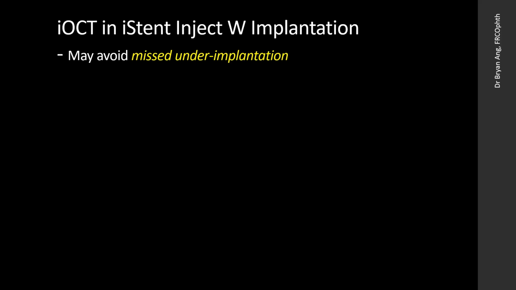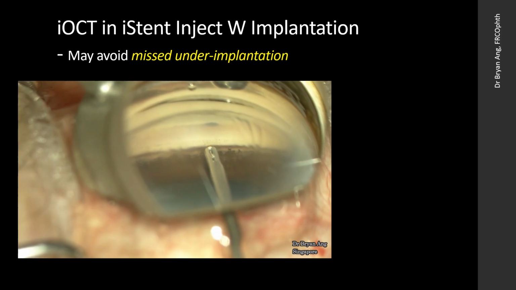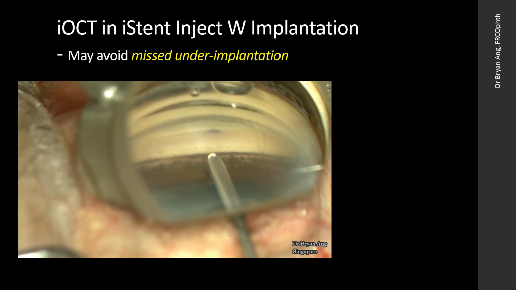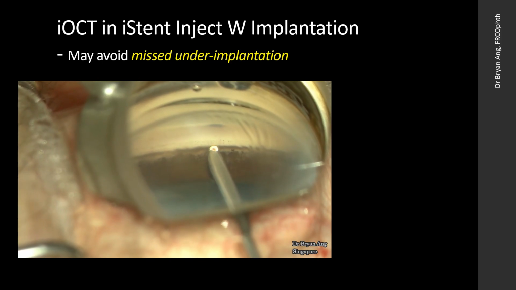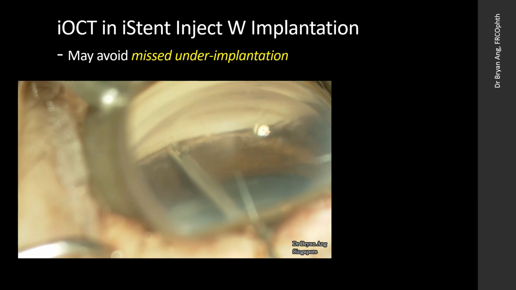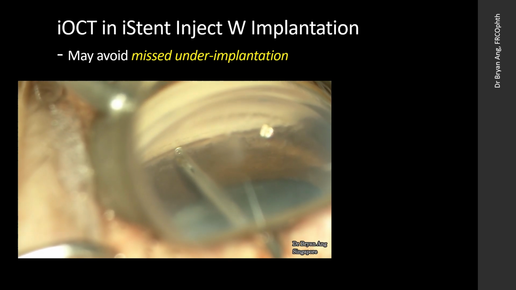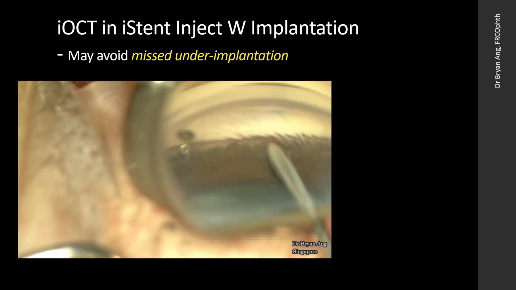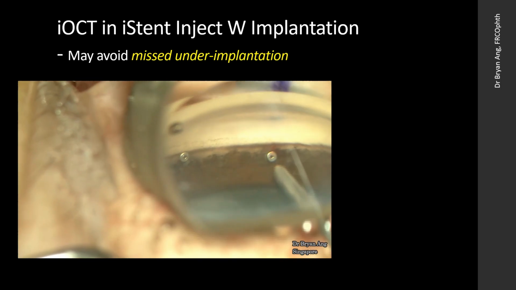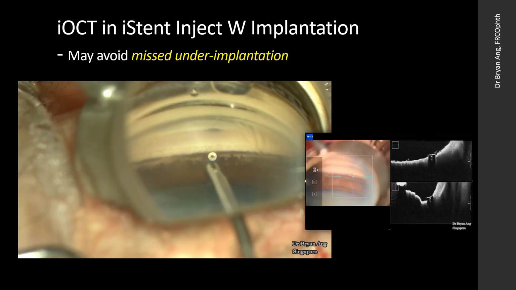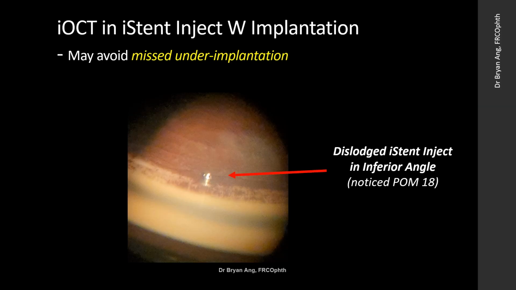This is one such example. Here, I'm implanting an iStent Inject W device. On the en face view, it looks implanted in an appropriate location, does not look over- or under-implanted clinically, and I'm even giving it a gentle nudge to ensure it is well embedded in the angle. I implant the second device uneventfully, but you can see that as I move my iStent delivery device across my first stent, it gets dislodged more easily than I would expect, indicating it may have been under-implanted in the first place. You can imagine how using the iOCT would have quickly and easily revealed this under-implantation.